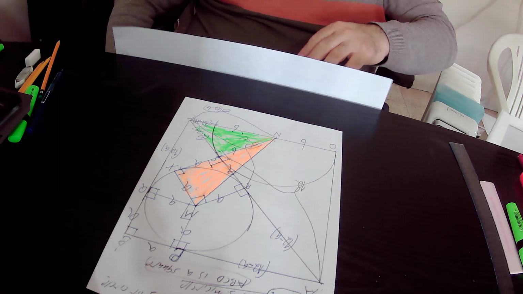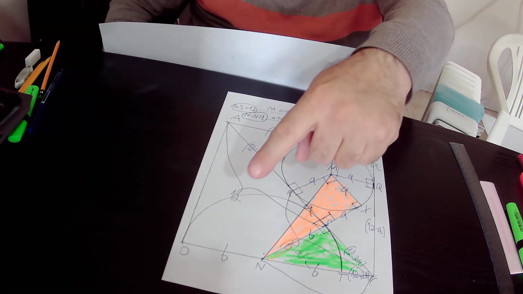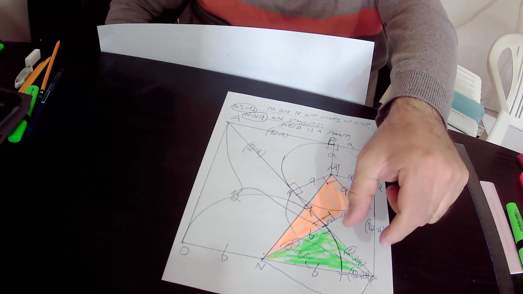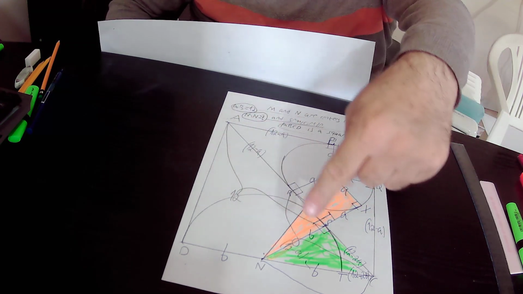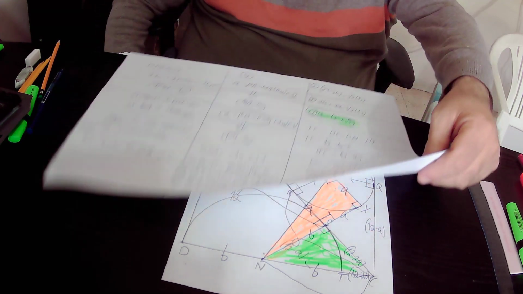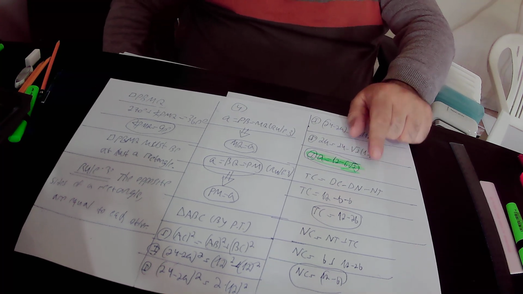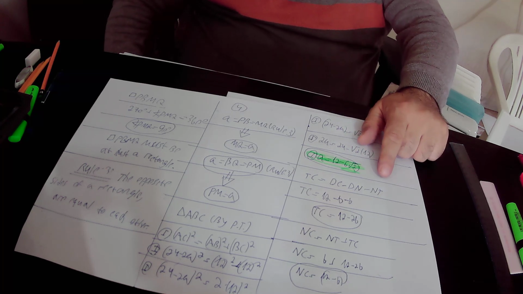Then we defined the radius of the semicircle as B, therefore DN equals B and NT is also equal to B. What is the value of TC? TC will be equal to DC minus DN minus NT. So TC equals DC, that is 12, minus DN, that is B, minus NT, that is also B.